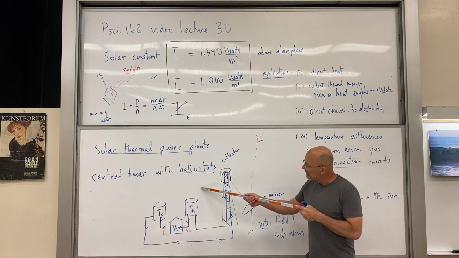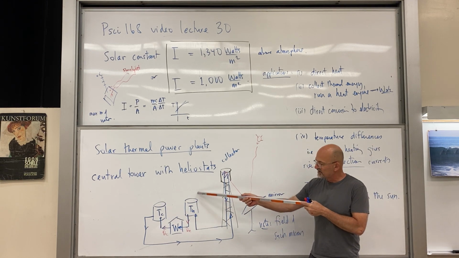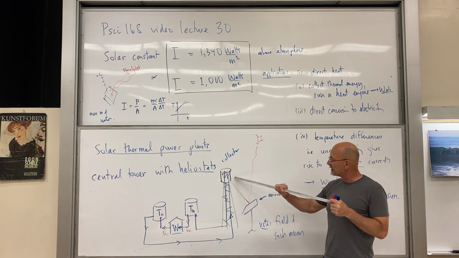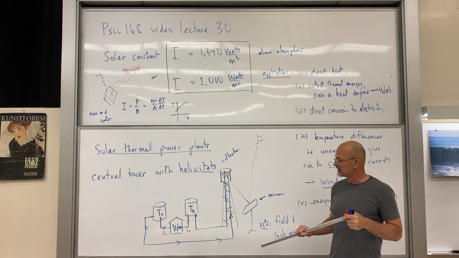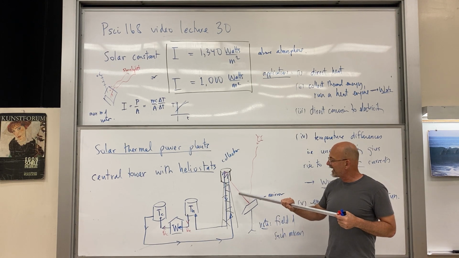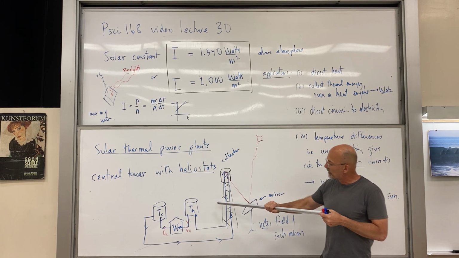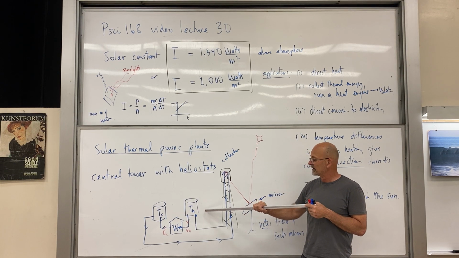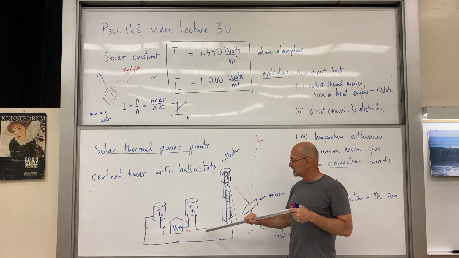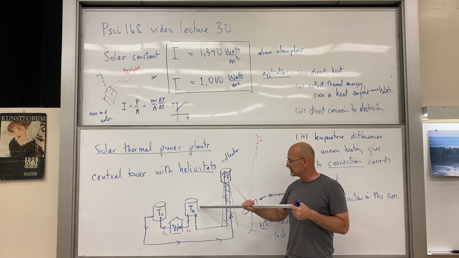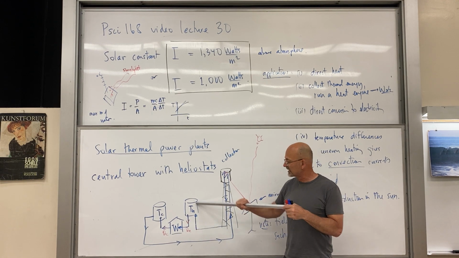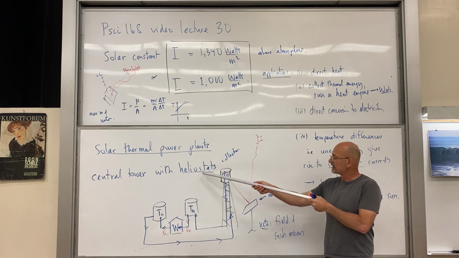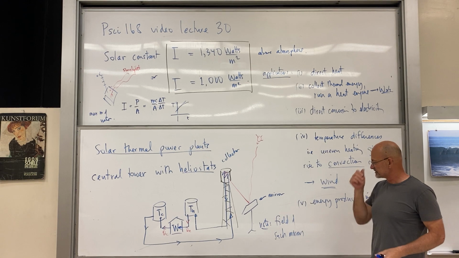The collection of the energy in the high temperature reservoir, the hot molten salt, allows this device to function on a cloudy day, or overnight, because overnight there's no radiation here anymore, but you've collected enough thermal energy to keep running the whole process. So overnight, and then maybe, depending on how much you collect, you could have so many days of cloudy weather. So that's a solar thermal power plant, central tower with heliostats.